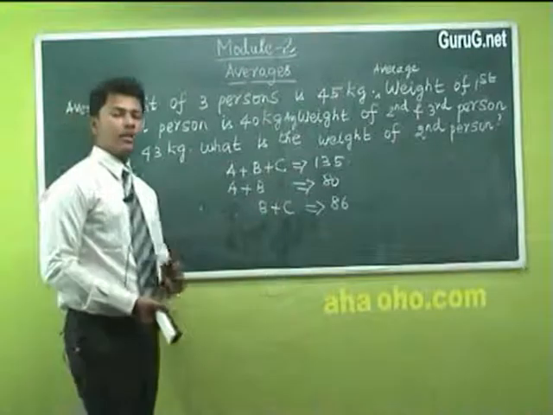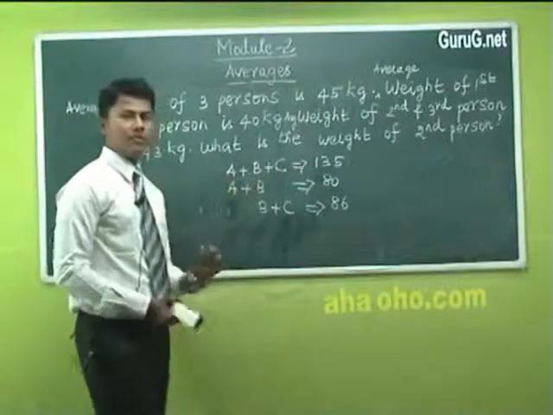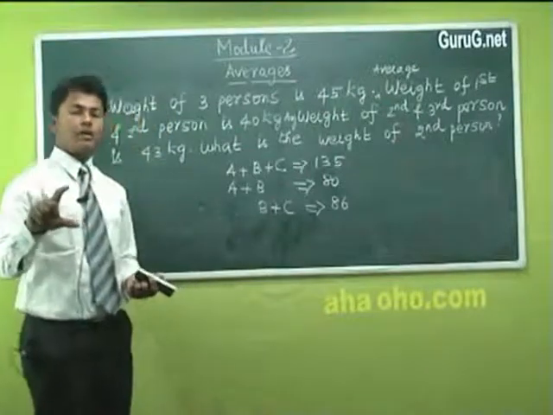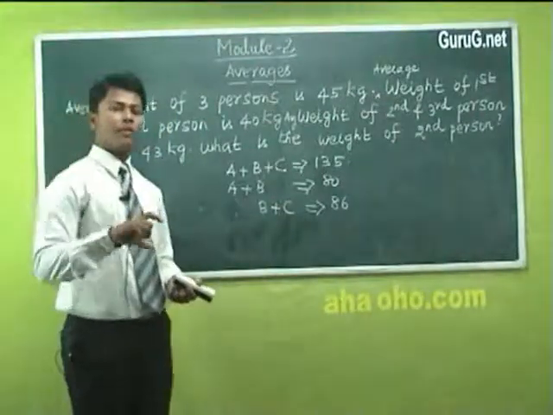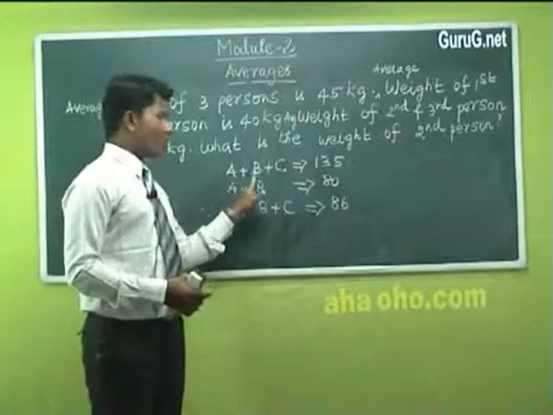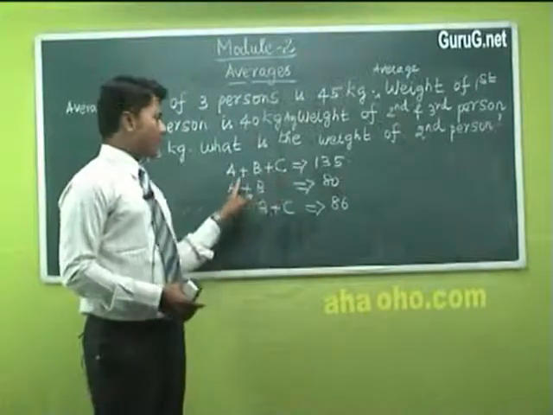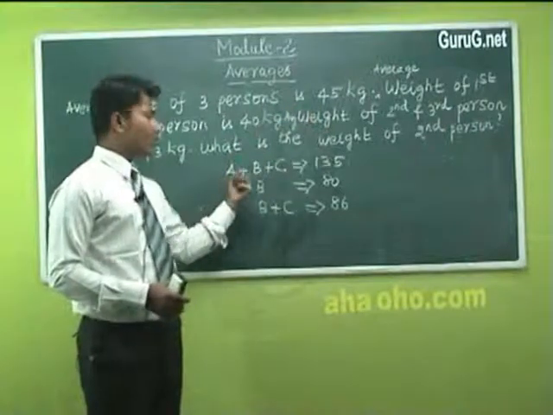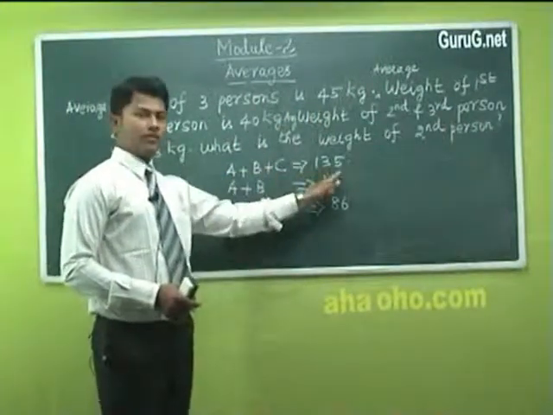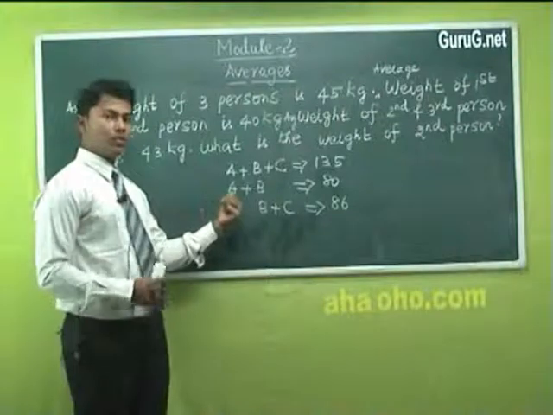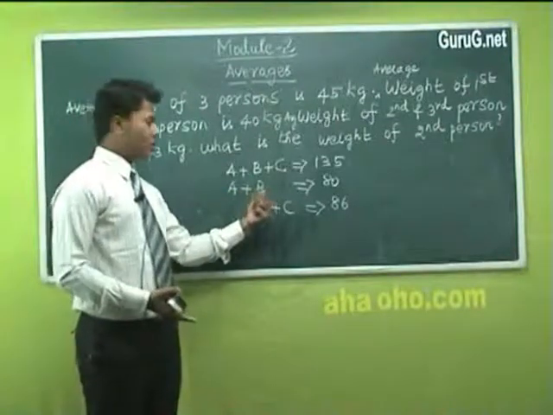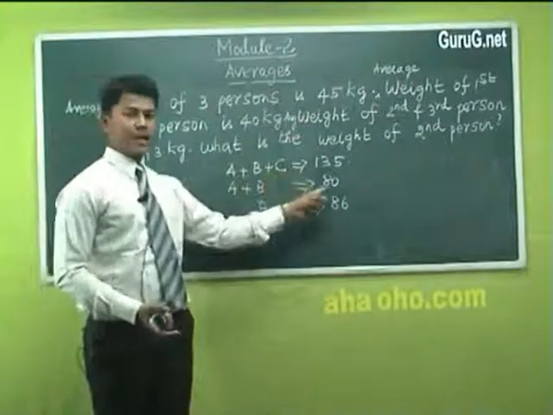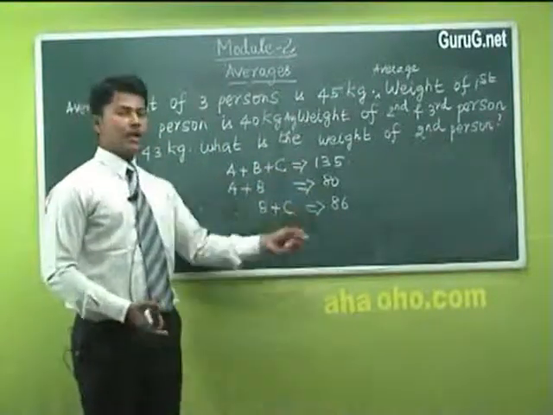We have considered the 3 people to be A, B, and C, and we have learnt about a relation: average is equal to sum of all the elements divided by the total number of elements. So the sum of all the weights A plus B plus C is nothing but their average 45 into number of elements 3. It will give you 135. Sum of the first 2 people's weight A and B: the total value will be average 40 into 2, 80. Similarly 43 into 2, 86.